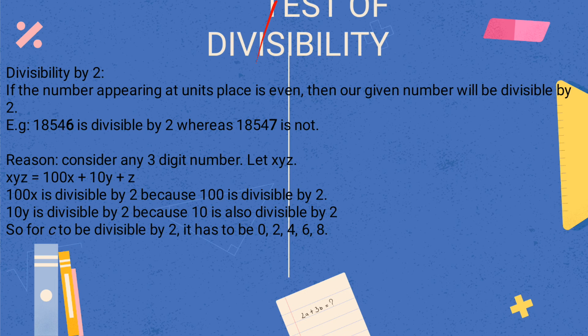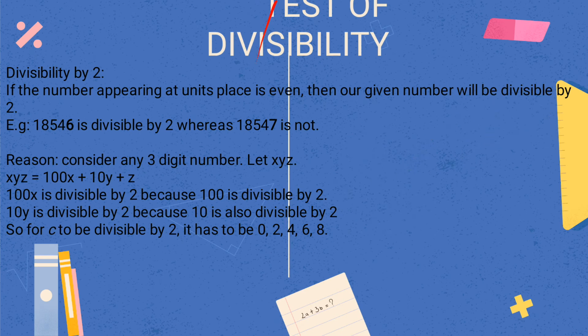So let's consider any 3-digit number, say xyz. We can write xyz as 100x plus 10y plus z, right? We can see that 100x is divisible by 2. We can write 100x as 2 into 50x, which is divisible by 2 obviously, because 2 is a factor of 100.